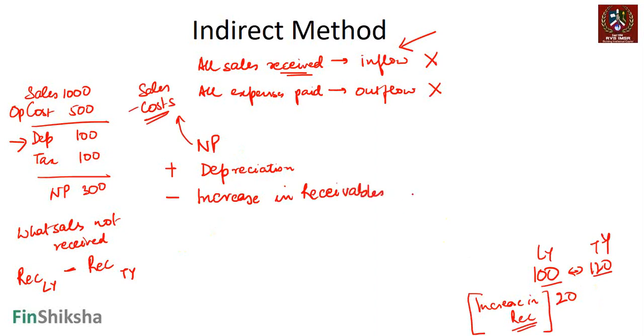If receivables have increased, that basically means that you have not received that money that you were supposed to receive. And you have already assumed when you started with net profit that all money has been received. So now you are saying that that money has not been received. So you are going to adjust the net profit to subtract the increase in receivables, correct?